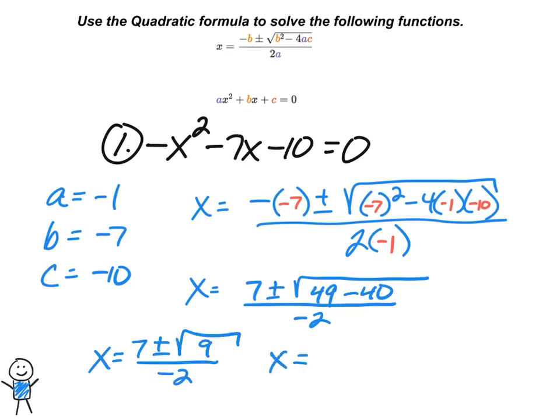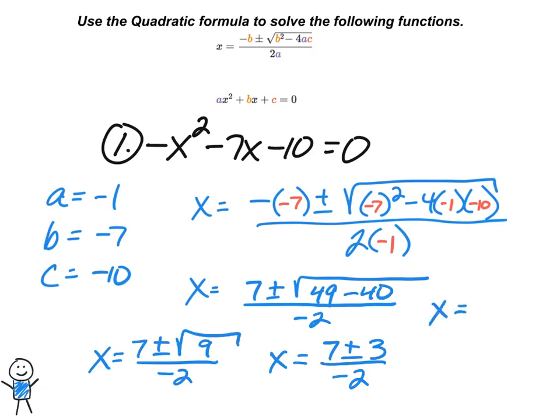Moving on, 7 plus or minus the square root of 9, which is 3. We've taken care of both possibilities with this plus or minus here. So the square root of 9 being 3 means I'm going to have 7 plus or minus 3, all divided by negative 2. And now's where I'll get my two solutions.